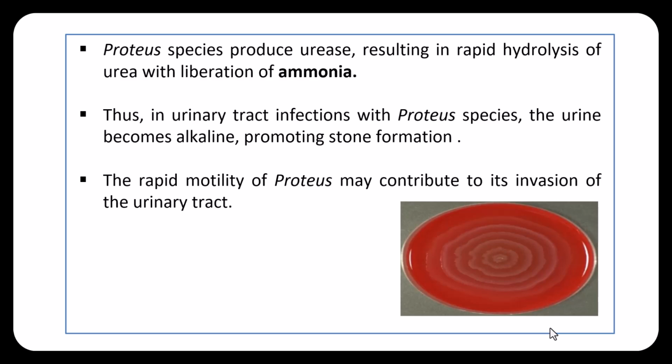Now, the high motility helps them to spread easily and invade the urinary tract. And in the lab, they show the characteristic swarming growth on agar. That helps with identification. And the key feature is production of the enzyme urease that breaks down urea to ammonia, making the urine alkaline. And this alkaline environment helps in the formation of urinary stones. For example, a patient with recurrent UTI caused by Proteus may develop kidney stones due to this effect.